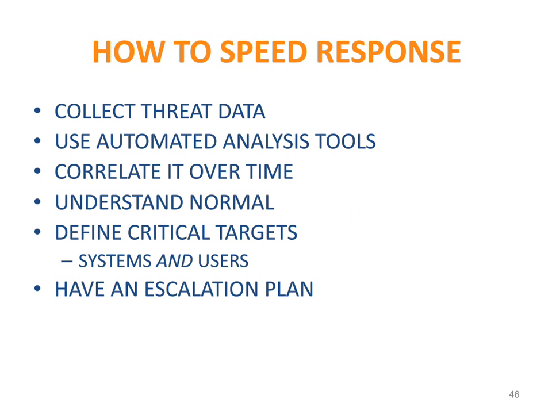Next, correlate it over time. That helps you see patterns faster, right? Hey, this user's had 20 bad PDFs in the last week. And then you need to understand normal, because when you know normal, you can see anomalies faster, right? And you'll understand what they mean. Then you want to define critical targets. That's systems, data classification, systems, and users.